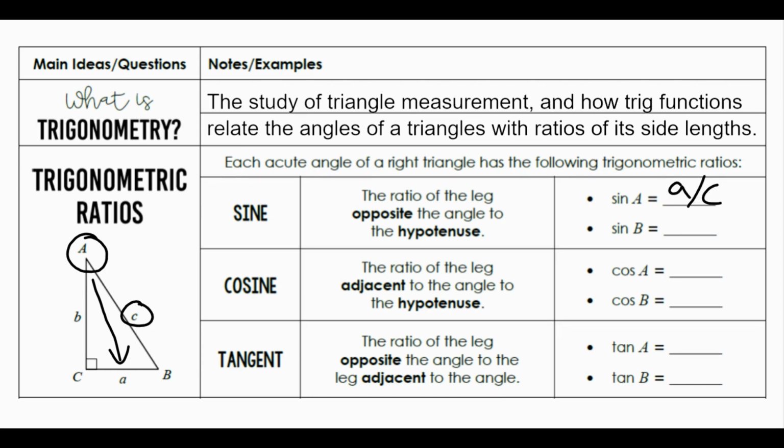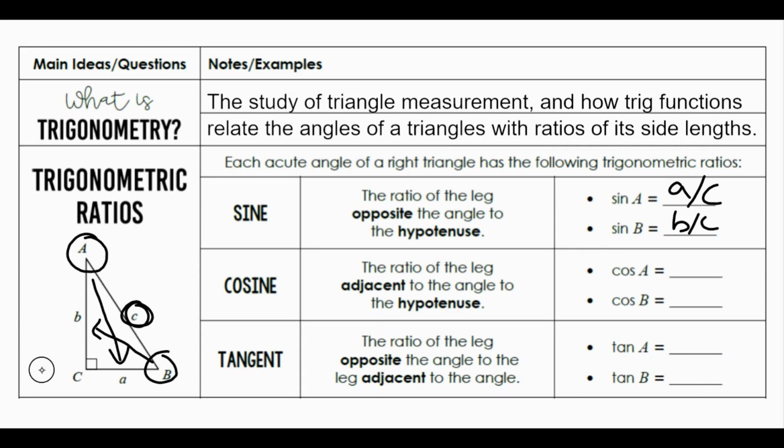So sine of A is equal to little a over C. Now, if I wanted to find the sine of B or angle B, that's again the side opposite, so little b over little c, which is the hypotenuse, so B over C.